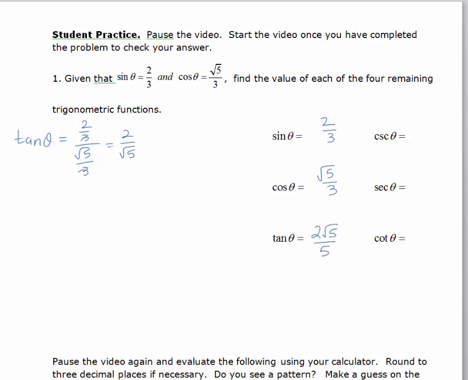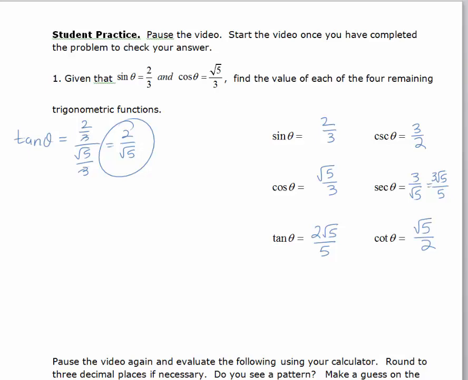We'll take the reciprocal of everything. The cosecant of theta is 3/2. The secant of theta is 3 over the square root of 5, or 3 square roots of 5 over 5. Again, if I take the reciprocal of the rationalized tangent, I'm going to have to rationalize again, so I'm going to go back up here, take the reciprocal before I rationalize, so that's going to be the square root of 5 over 2.